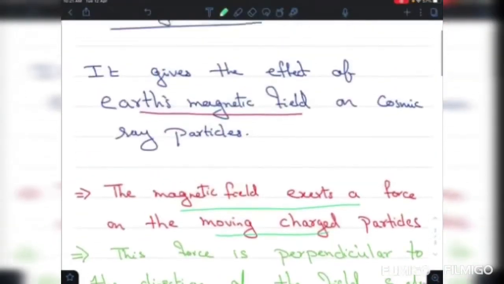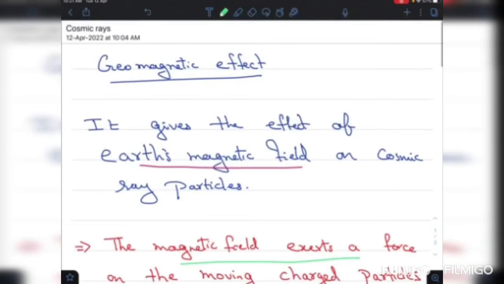Good morning all. Today we'll be learning about the geomagnetic effect. So the geomagnetic effect, that is the Earth's magnetic field's effect on what? On the cosmic ray particles.